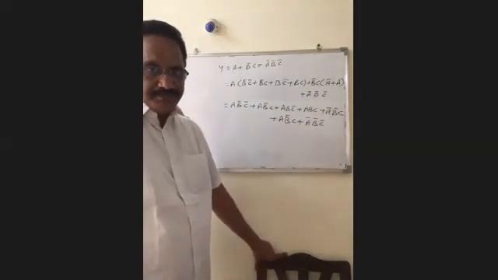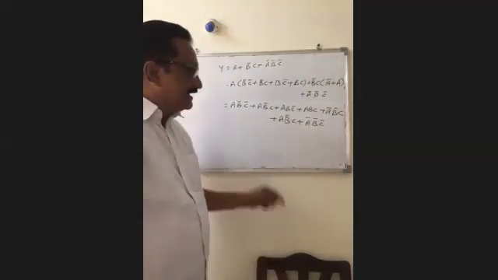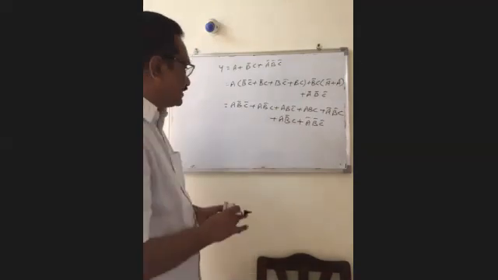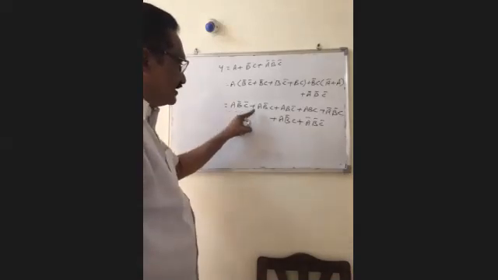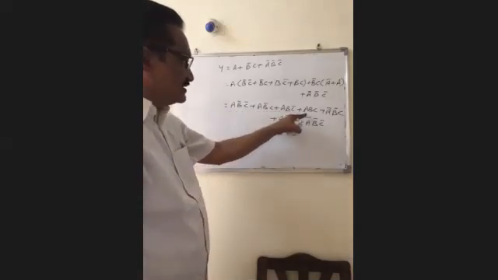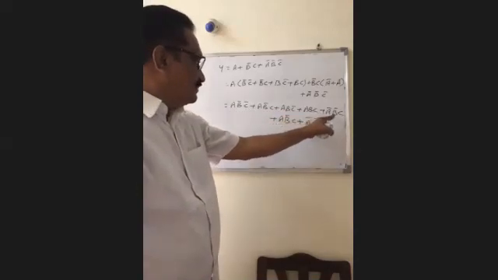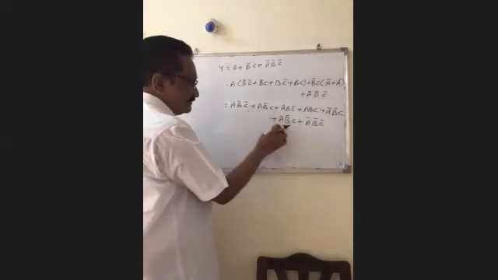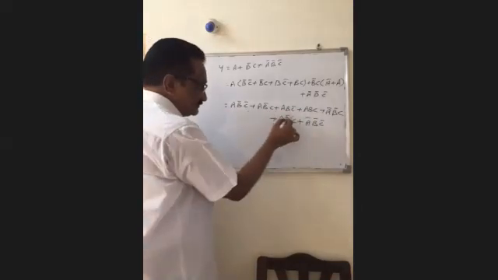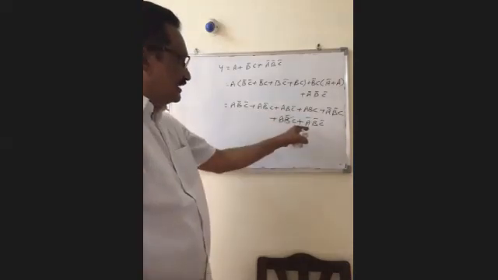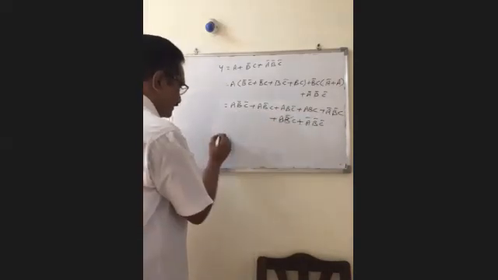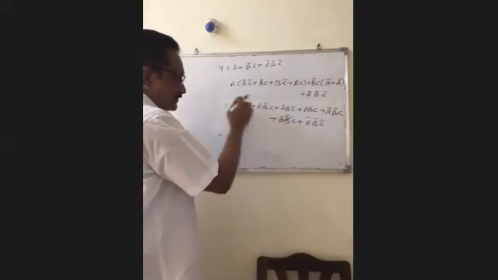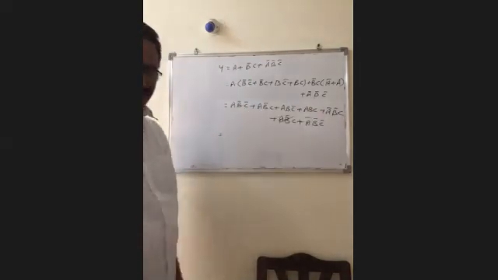Next, cancel or remove any redundant and repeated terms. So this is a b bar c bar, a b bar c, a b c bar, a b c, a bar b bar c, a b bar c. A b bar c is a repeated term, so simply cancel that one. Next, a bar b bar c bar. The remaining expression is in the canonical form.